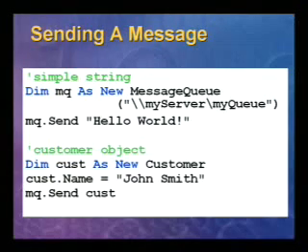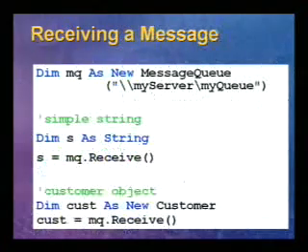If you want to interact with an object as opposed to a primitive, you can simply type, in this case, customer.name equals John Smith, and we can actually send the customer object, and that works just the same way as a string. So you can see how simple we've made interacting with Microsoft Message Queue. Not just sending messages, but also receiving messages.